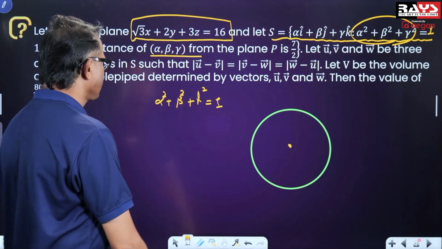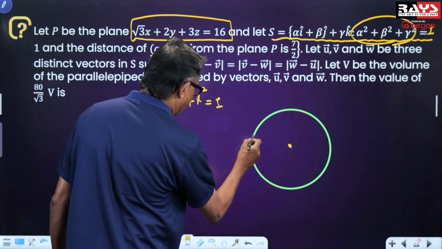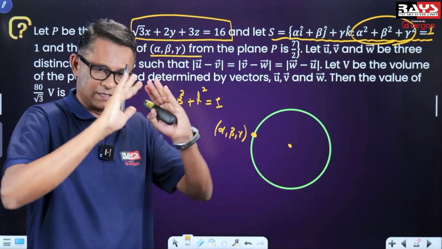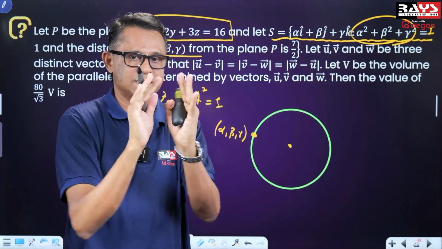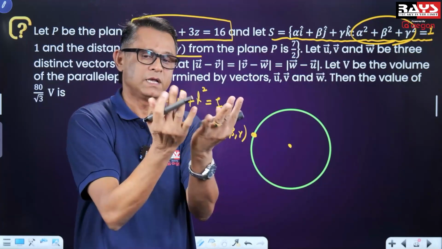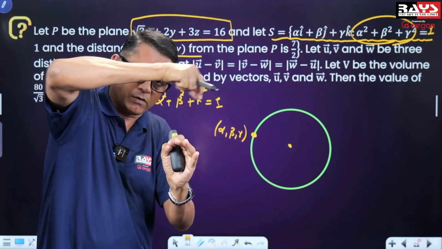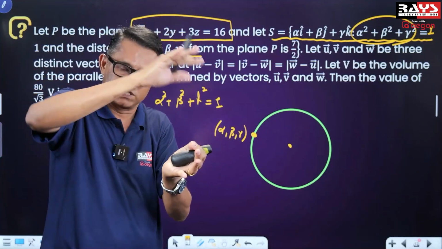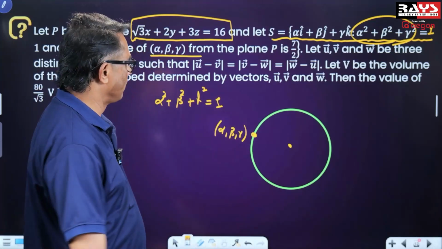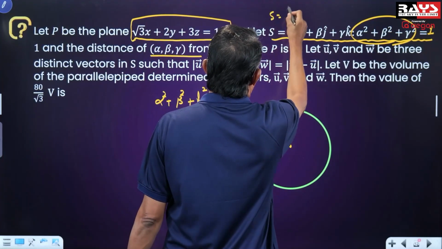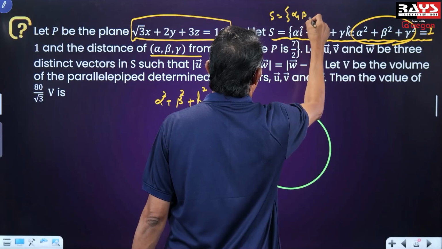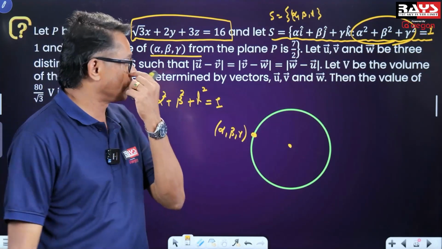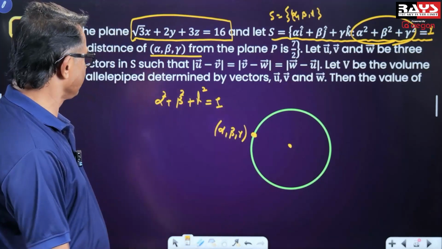And alpha, beta, gamma can be any point on the sphere. A sphere is a three-dimensional thing. It's not like a circle. So alpha, beta, gamma can be anywhere over the entire sphere. So S is the set of all alpha, beta, gamma where alpha square plus beta square plus gamma square is equal to 1. That means the points on the sphere.